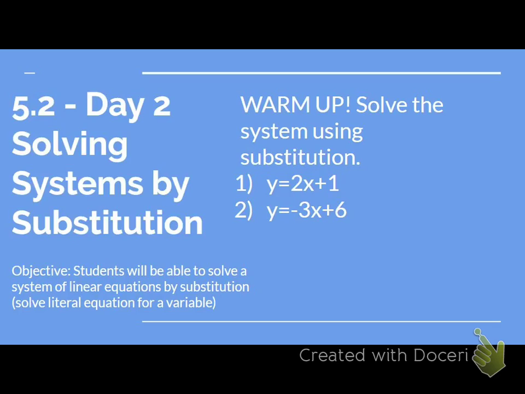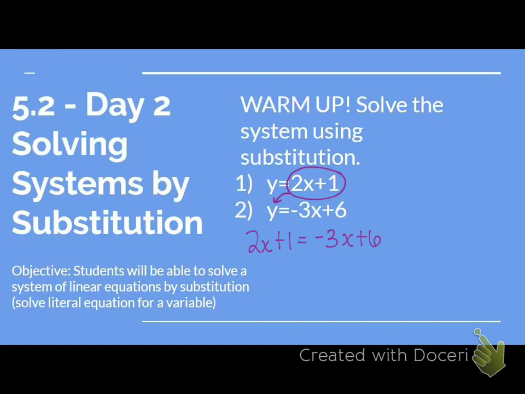So for our warm-ups, we already have a variable alone. Which variable is alone? Y. Y is actually alone in both of them. We just need it alone in one. So we can take this expression that's equal to y and plug it in for y in the other equation. When I do that, instead of writing a y, I write 2x plus 1, and that's equal to the negative 3x plus 6. So I replaced the y with an equivalent or equal expression.